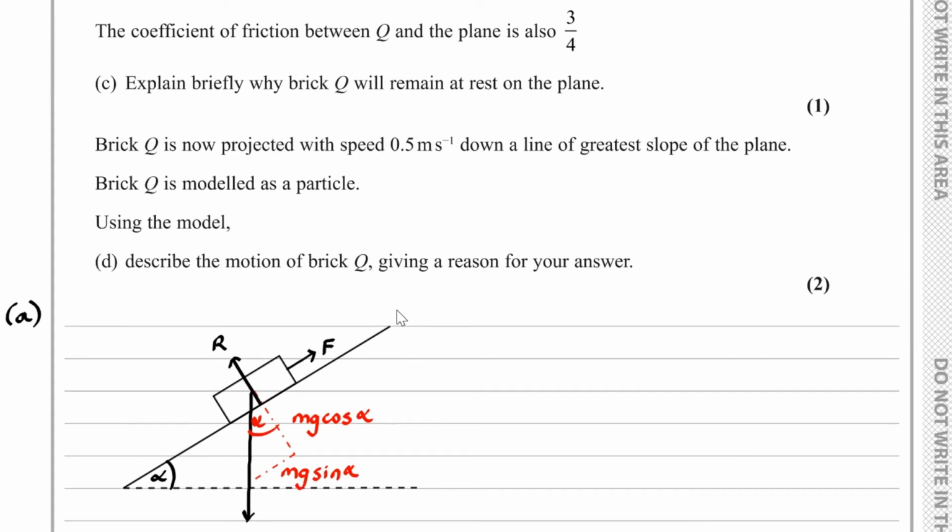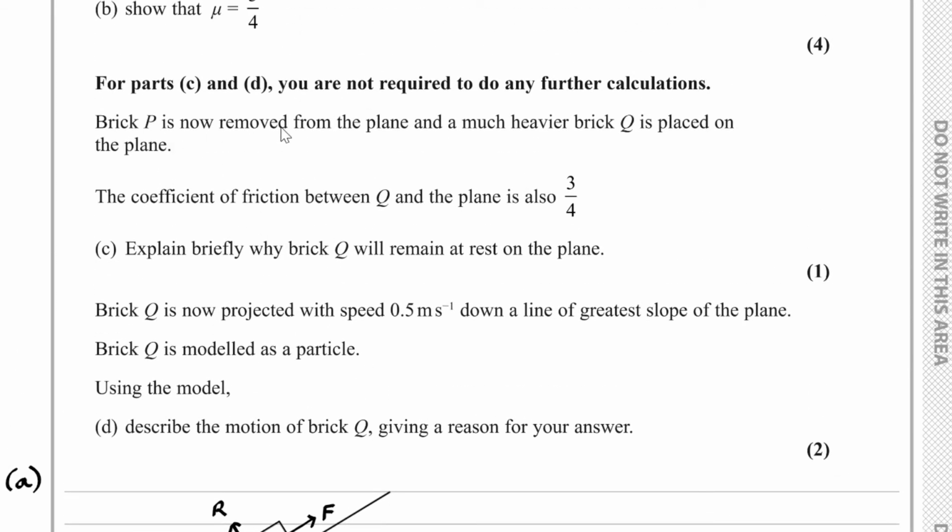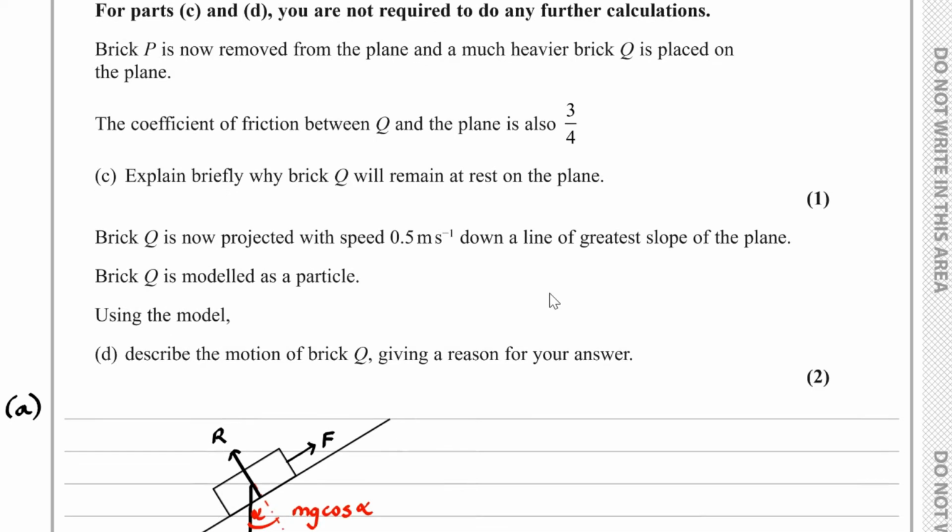Now for part C of the question, brick P is now removed from the plane and a much heavier brick Q is placed on the plane. The coefficient of friction between Q and the plane is also 3/4. We have to explain briefly why brick Q will remain at rest on the plane.